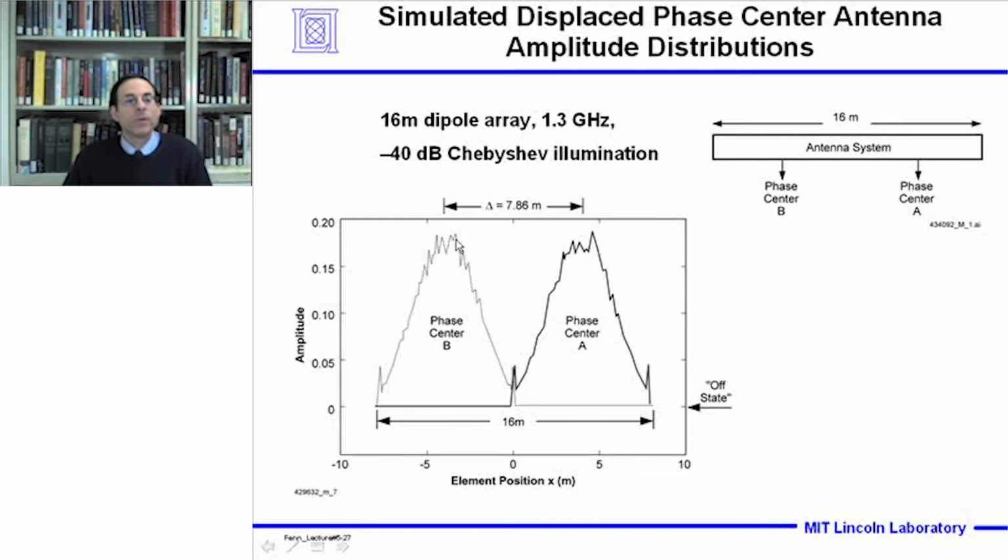And so we see that in phase center B and A we see similar patterns, but they're not identical because of the TR module effects. And so phase center A has the amplitude on the right side, and so the left set of TR modules has been turned off. In phase center B we see the illumination on the left side of the array, and the TR modules on the right side of the array in phase center B have been turned off.